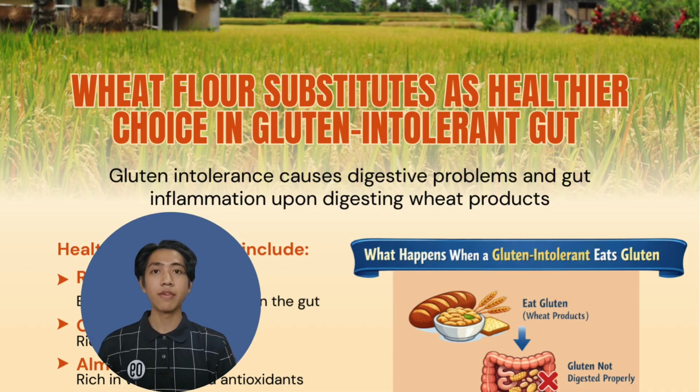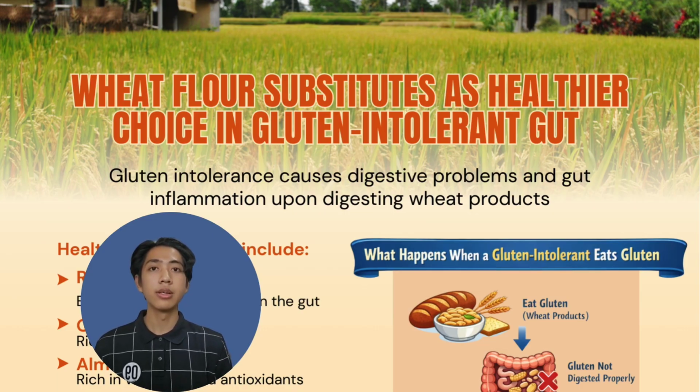Wheat flour is one of the most commonly used ingredients in daily foods such as bread, noodles, cakes, and pastries. However, wheat contains gluten, which is a type of protein found in wheat, barley, and rye. Gluten helps dough become elastic, but it can cause health problems for certain individuals. People with gluten intolerance are unable to properly digest gluten.